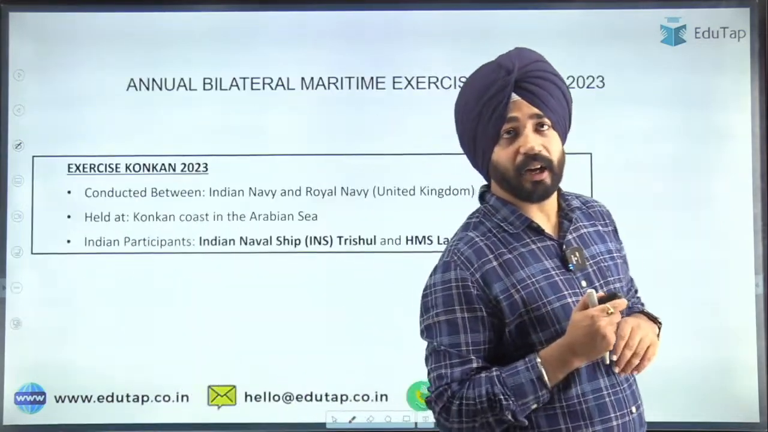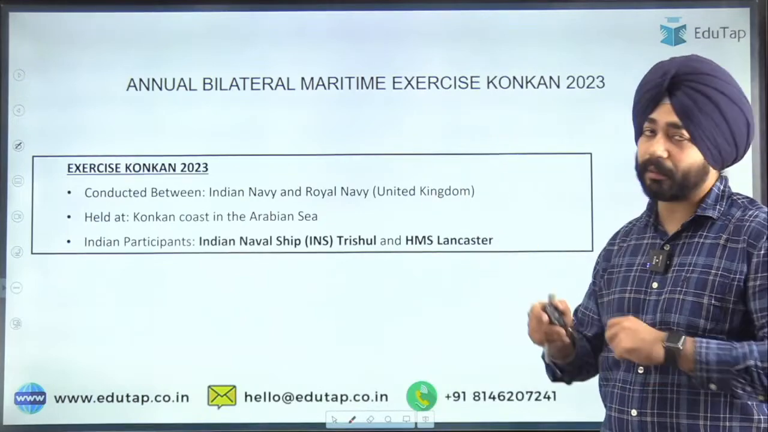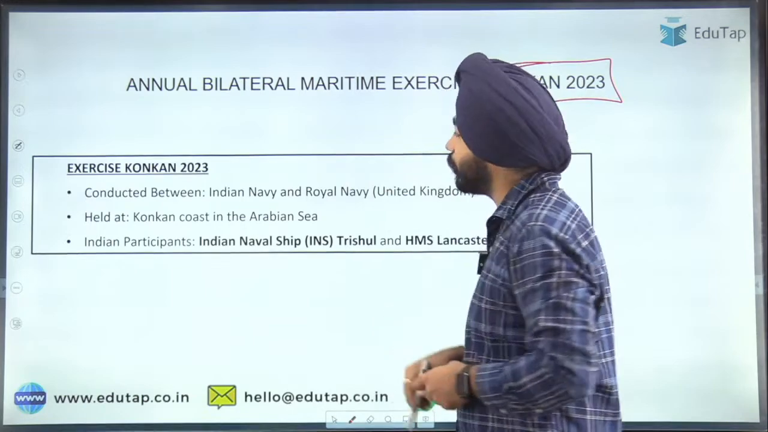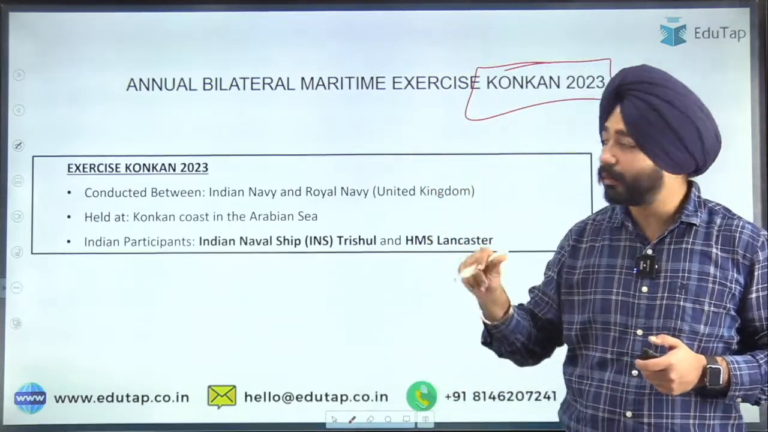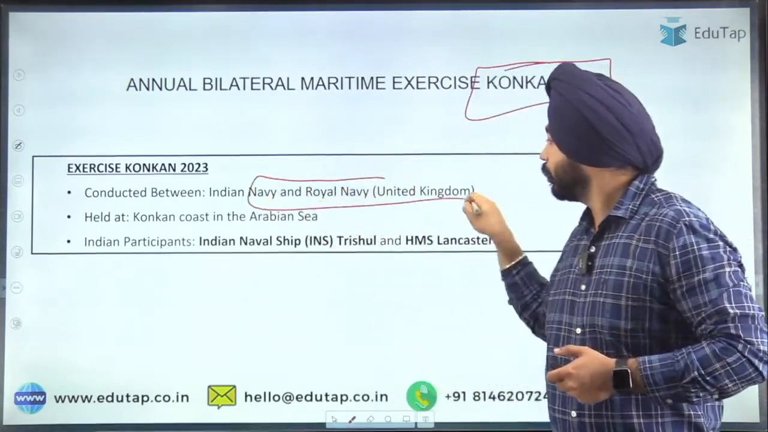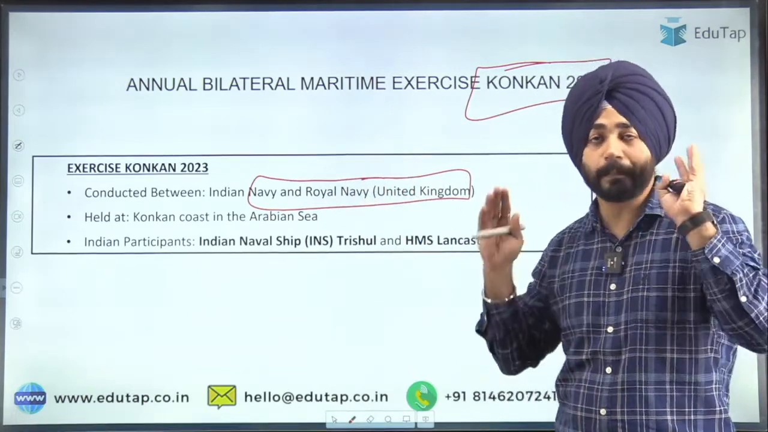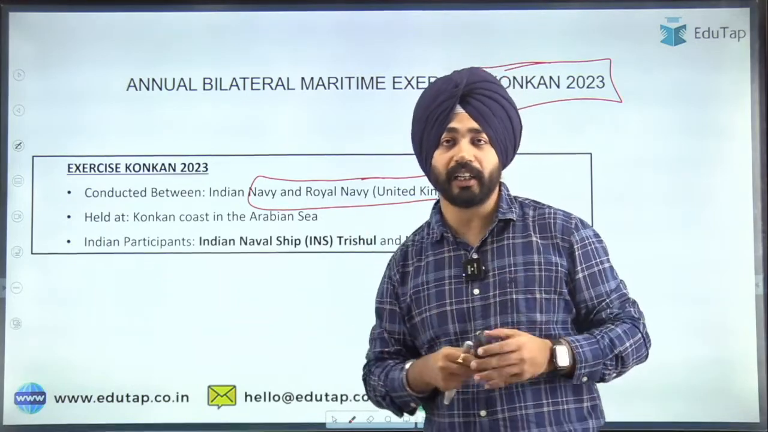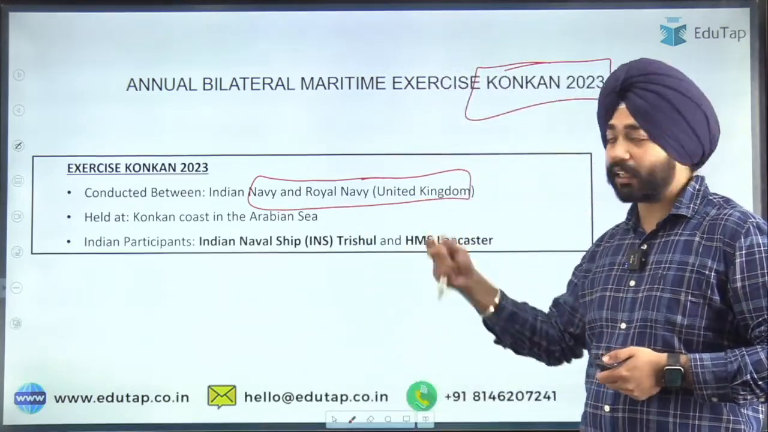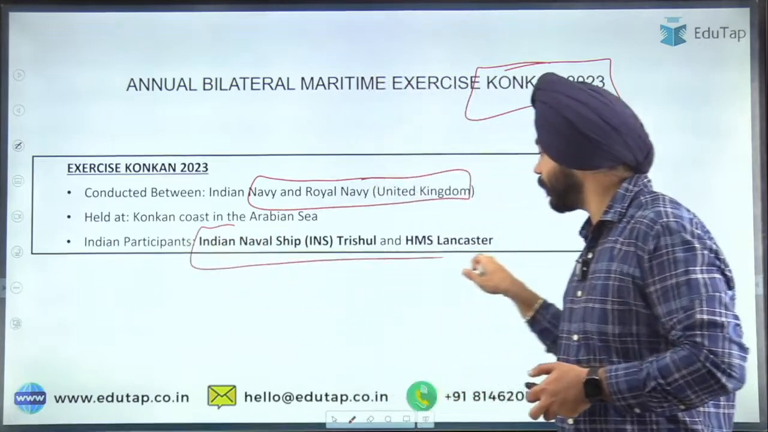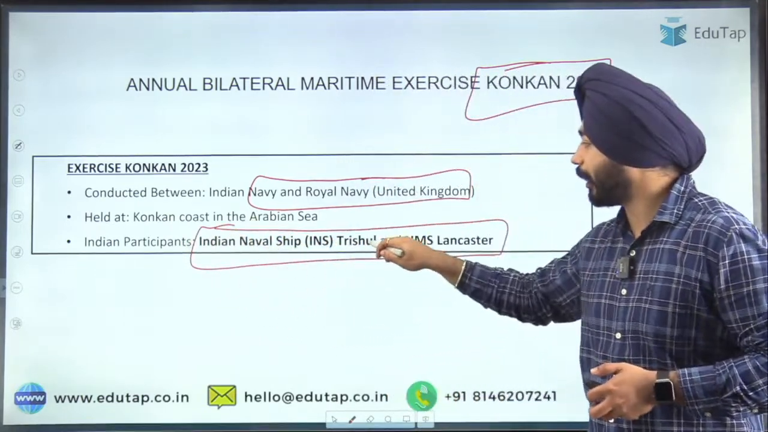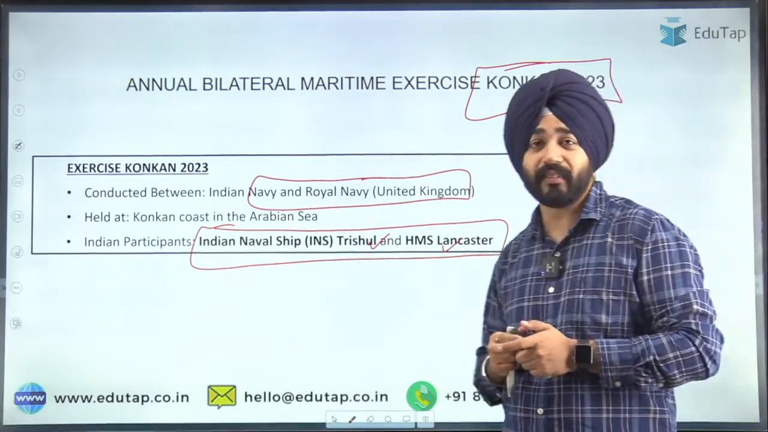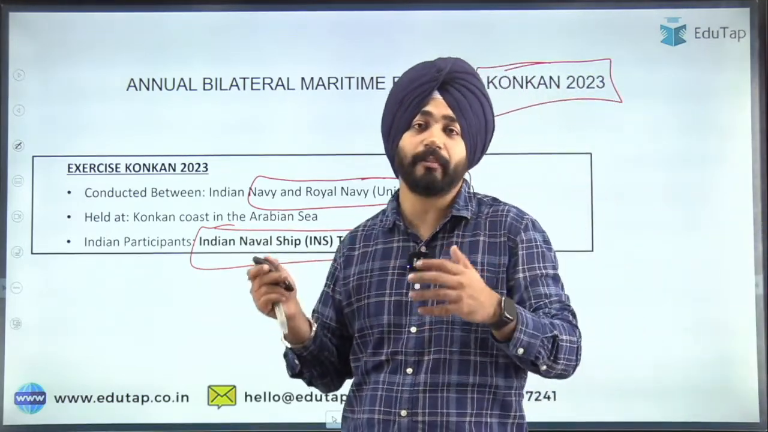Now guys, let's talk about the next thing here, that is the maritime exercise that has recently taken place by the name of Konkan. So Konkan 2023, a maritime exercise, was conducted between India and the Royal Navy of the United Kingdom. A simple question that could be asked is that the Konkan exercise takes place between India and which of the following countries? The answer here will be the United Kingdom. And from India, these two ships have participated: Indian naval ship INS Trishul and HMS Lancaster. These are the two ships that participated here.